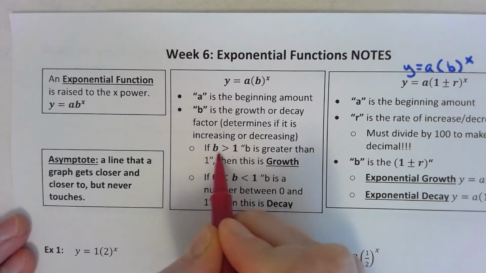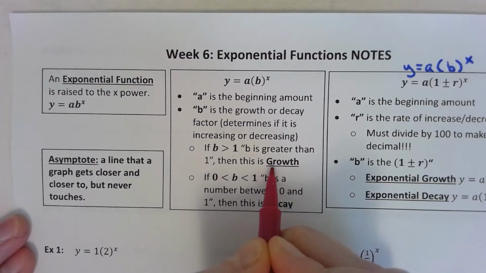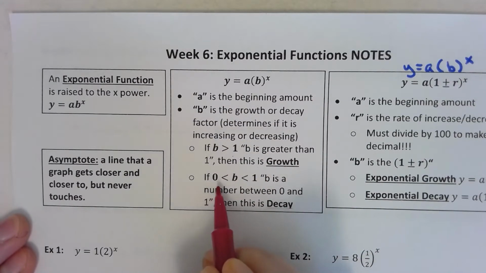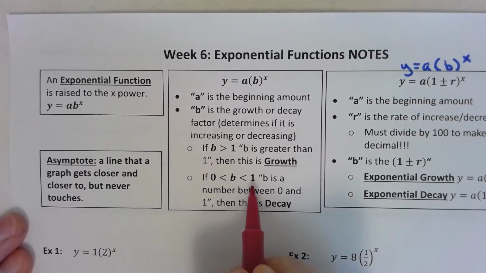Now, if that b is a number that's greater than 1, then that's going to be increasing or exponential growth. If that b value is between 0 and 1, then that is exponential decay. Now, we are not worried about negative numbers at all right now. It's just going to be numbers that are bigger than 1 or between 0 and 1.